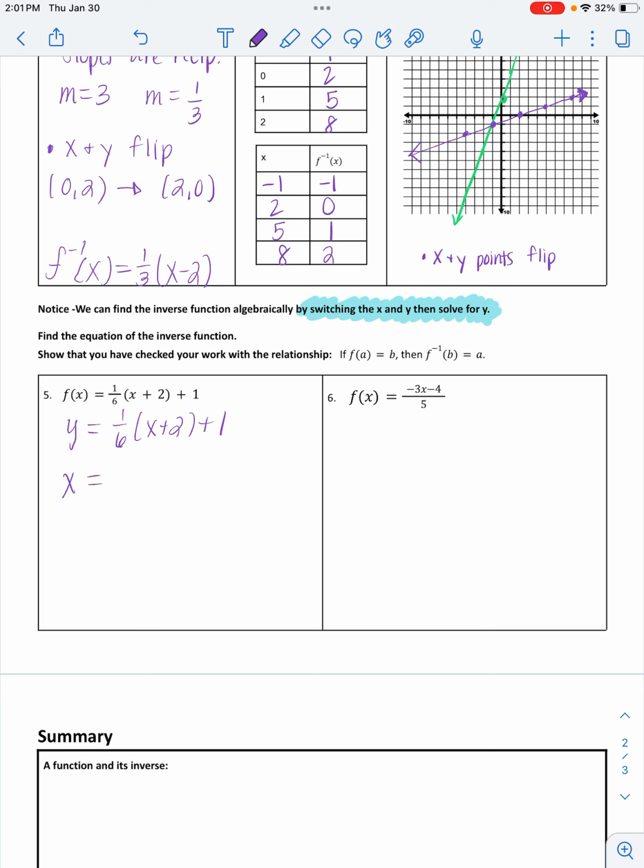x equals 1/6 (y plus 2) plus 1. Now, this is an equation, but we don't write equations as x equals. We write equations of lines as y equals, and we want to turn it back into function notation. So we do need to turn this back into y equals, so we have to use the inverse operations to solve for y. So the first thing I need to do to get y completely by itself is move my plus 1 over by subtracting 1. So I have x minus 1.